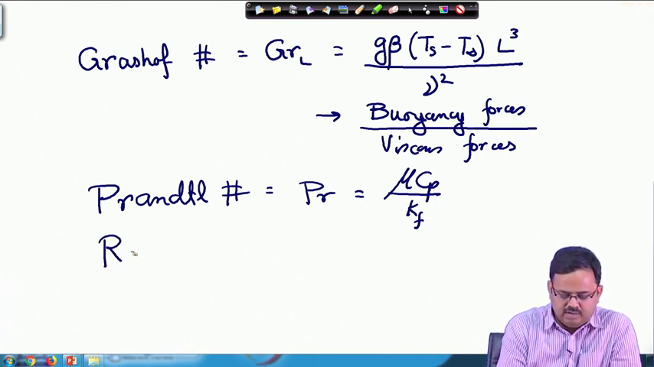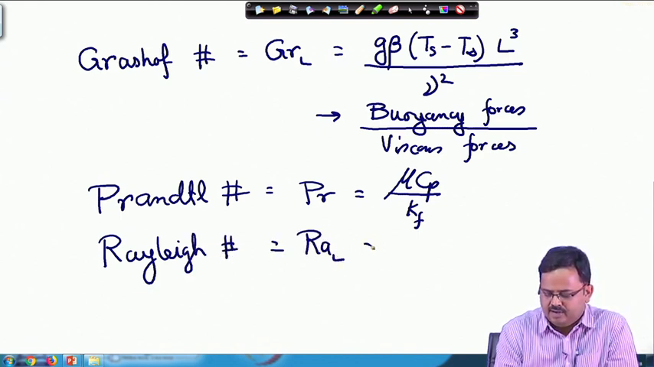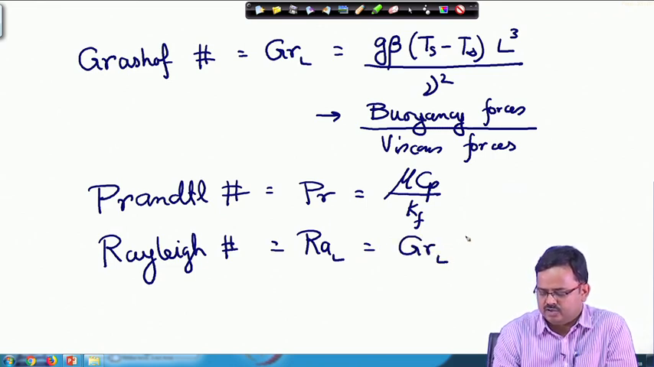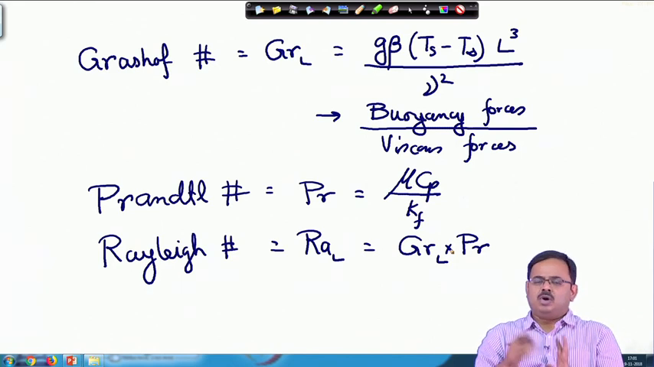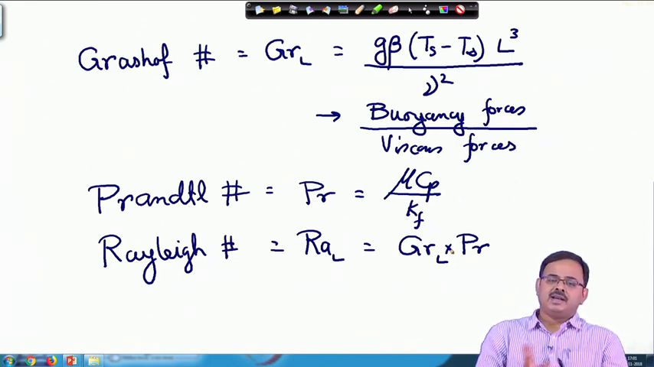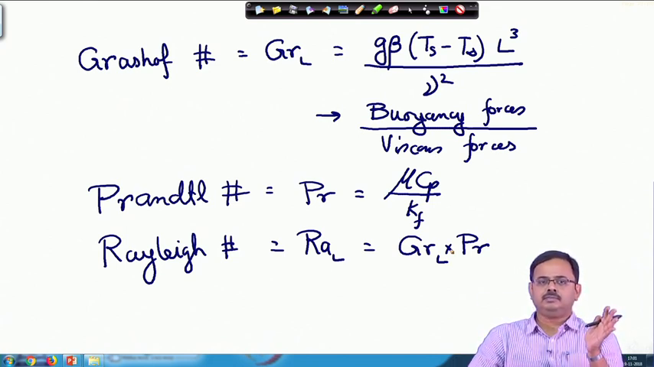And the last one is Rayleigh number, Ra_L, and that is nothing but Grashof times Prandtl. Now, these all have physical significance, by the way. Prandtl number actually is momentum diffusivity over thermal diffusivity. So, I am not going into those details right now. I am just giving you that much detail which will help you solve problems, without going too much into the intricate physics of fluid mechanics and heat and mass transfer.